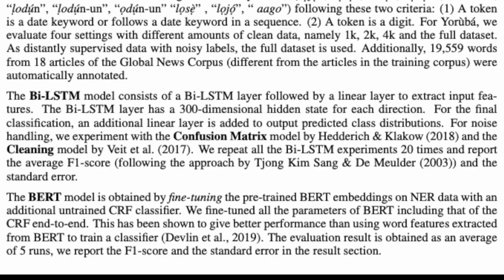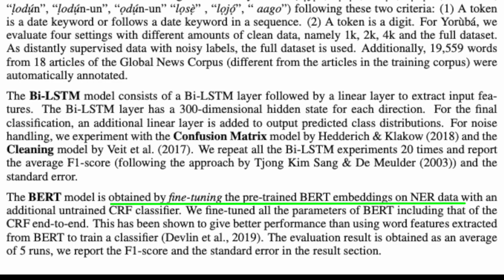Now the last part of the methodology section will be about models. Here the paper experimented with two types of models, the bidirectional LSTM and the BERT model. For the bidirectional LSTM, the paper uses both the confusion matrix and the cleaning methods to reduce noisy labels. They repeated the bidirectional LSTM experiment 20 times and reported the average F1 score and standard errors. The BERT model was trained by fine-tuning the pre-trained BERT embeddings using the NER data with an additional untrained CRF classifier. The evaluation results were obtained after 5 rounds of experiments, reporting the F1 score and the standard error.